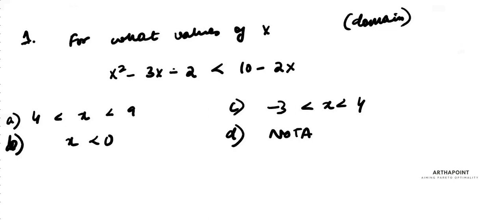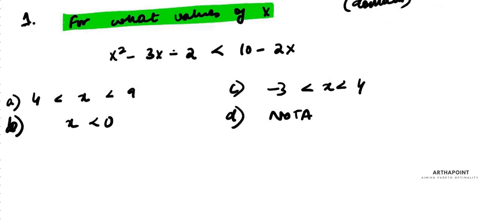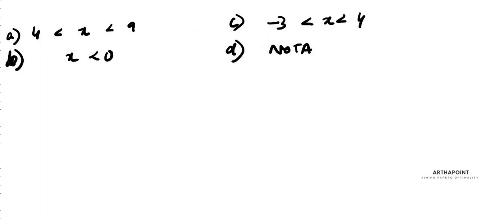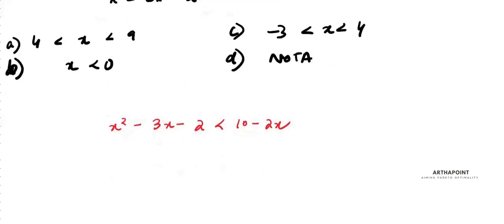So please try this question along with me. Just give it a try, see how to go about this question. Now, because you're simply asked to find out the domain of x in a way, for what values of x this holds true, what you can do is just find the equation. So if x square minus 3x minus 2 is less than 10 minus 2x, I will bring everything on one side.